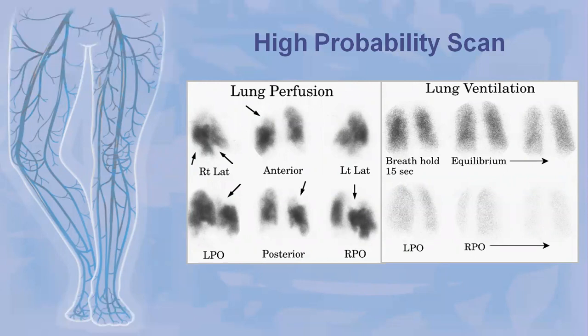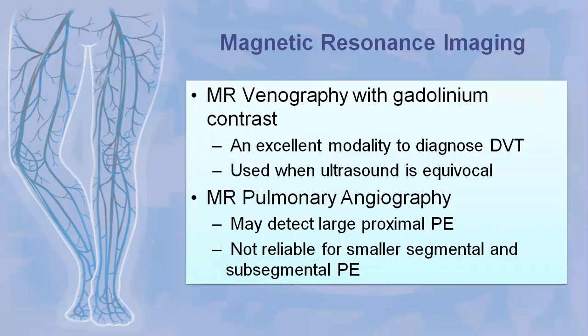lung perfusion scanning. The pointed arrow points to the affected area, the non-ventilated area. How about MRI or magnetic resonance imaging?